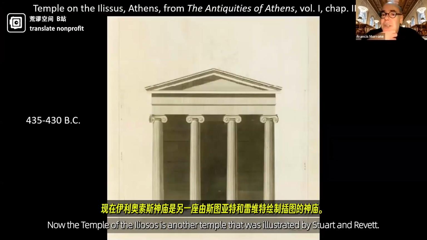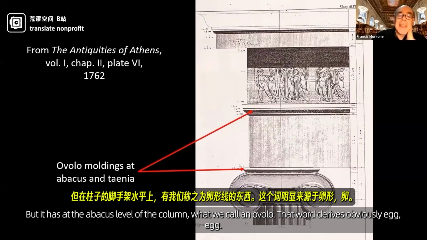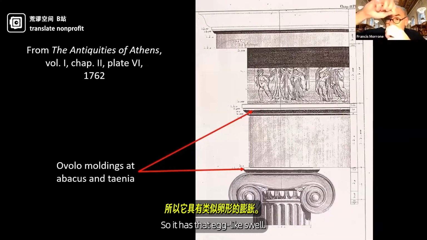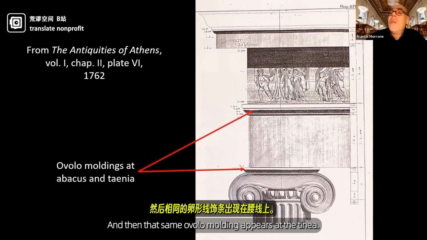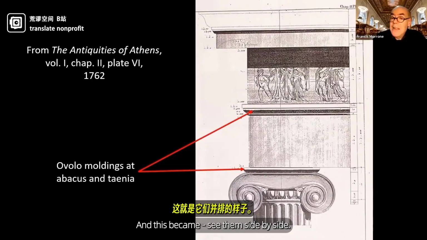Now, the Temple of the Ilisos is another temple that was illustrated by Stewart and Revett. It is a very much simpler Ionic order from that of the Erechtheum. But it has, at the abacus level of the column, what we call an ovolo. That word derives, obviously, from egg. So it has that egg-like swell, and then that same ovolo molding appears at the tinea. And other than that, the column is very much simpler than the Erechtheum.